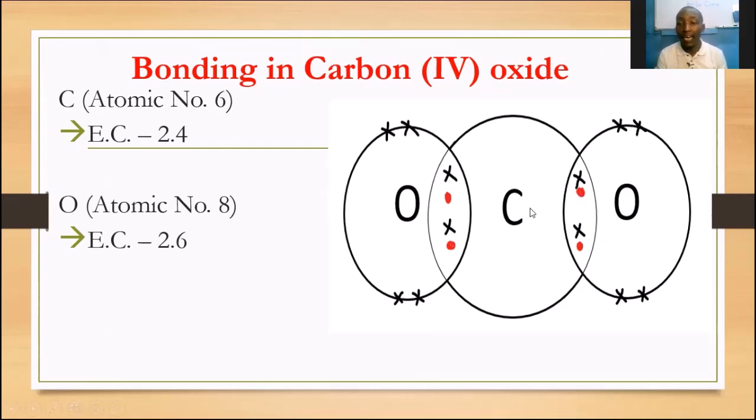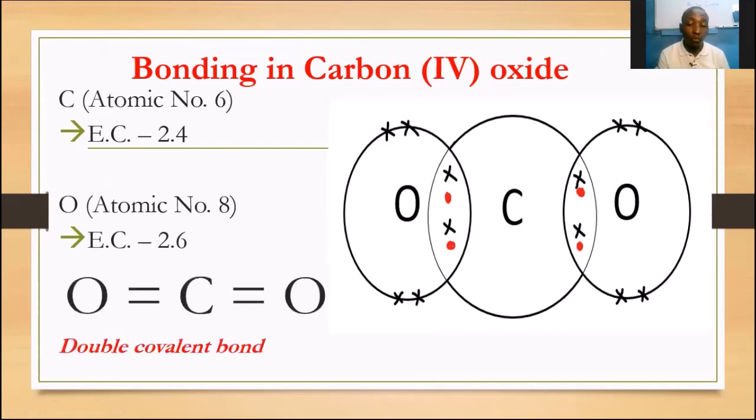So if we consider carbon, it has 8 electrons in the outermost energy level. The same case with oxygen. In this case, there are 4 electrons outside, 2 pairs, and of course the 4 shared there. So this oxygen has 8, this oxygen has 8. So this is the bonding in carbon(IV) oxide, a very stable bonding there. So you can see the double covalent bonds. So for my student, that is the bonding in carbon(IV) oxide.